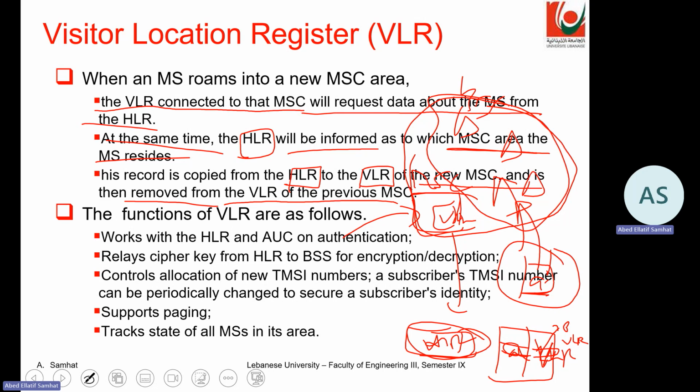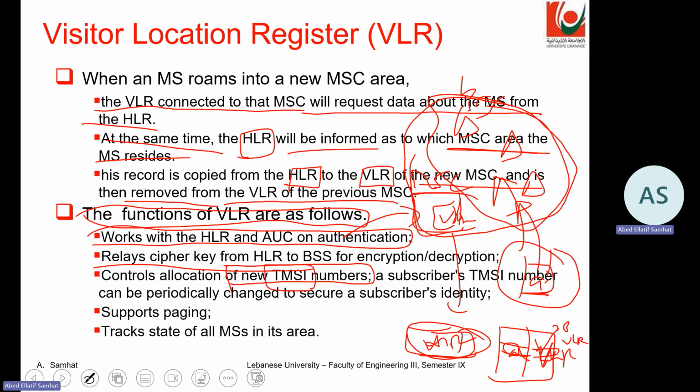So in this case, the function of the visitor location register is as follows. As we said, it will work with the home location register and the authentication center. Before accepting to register the mobile device within the visitor location register, it will authenticate it. It will be sure that it's a legal client, or a moving client. After that, it will accept and control the allocation of the cipher key and so on. And the important part is the allocation of the new temporary mobile subscriber identity.